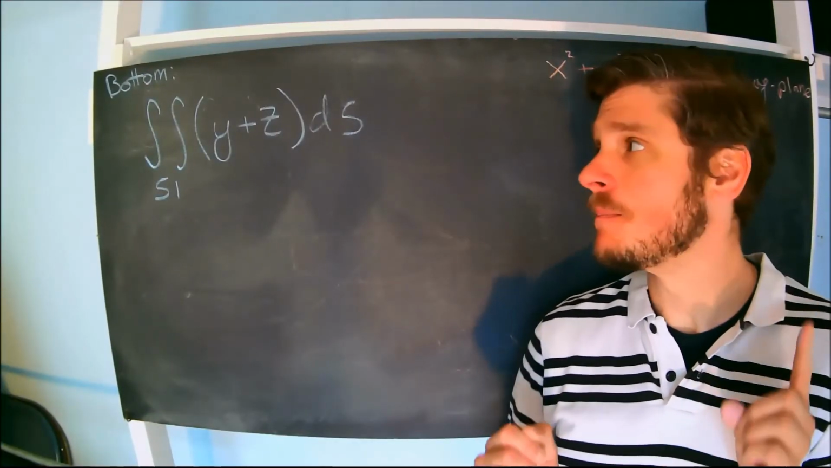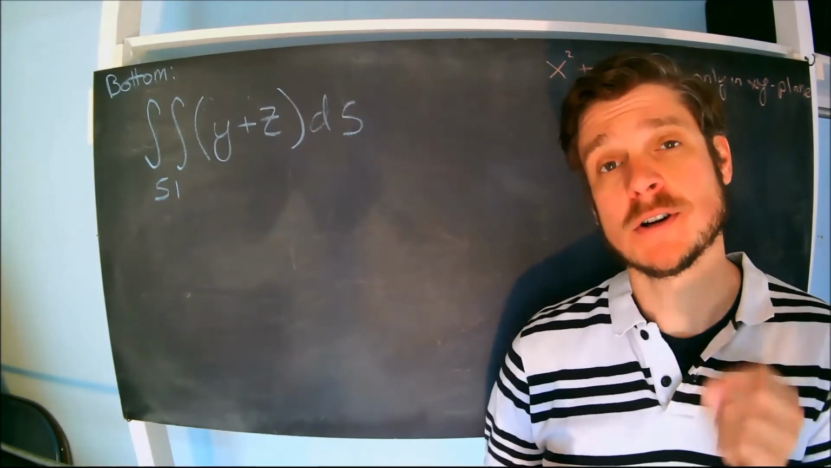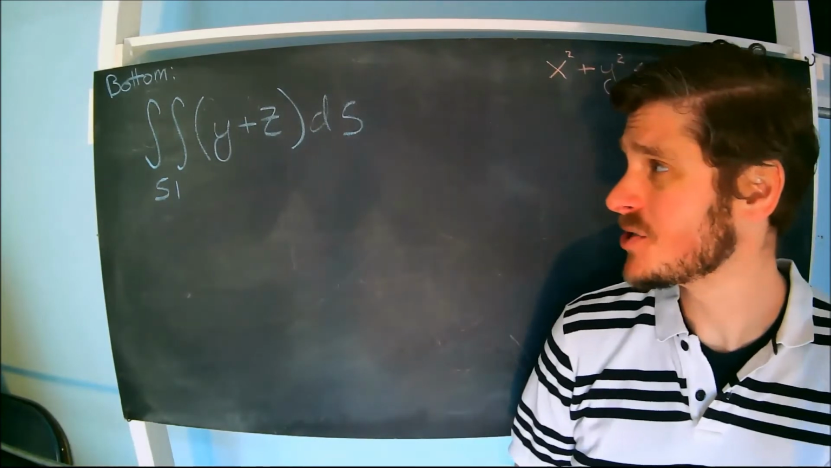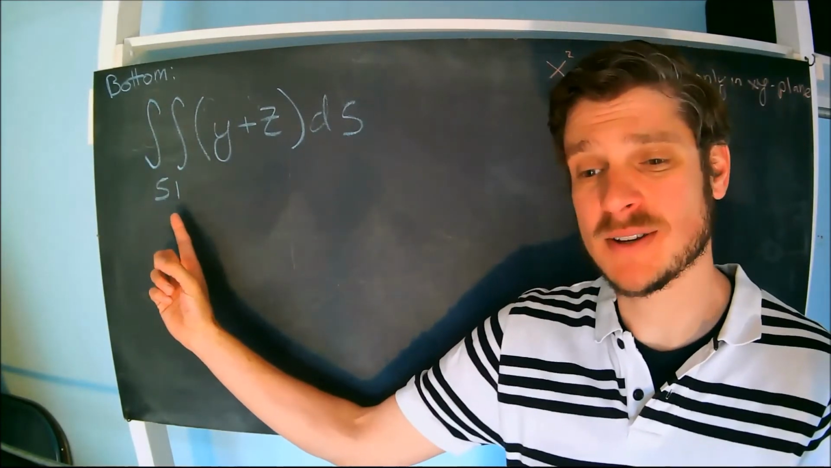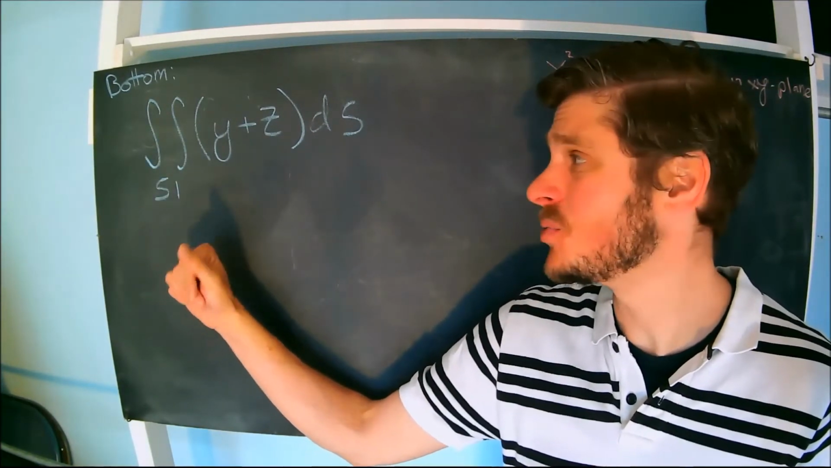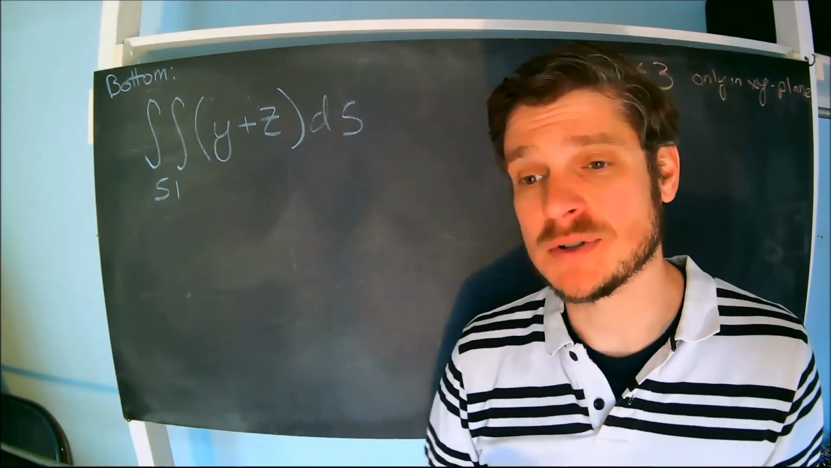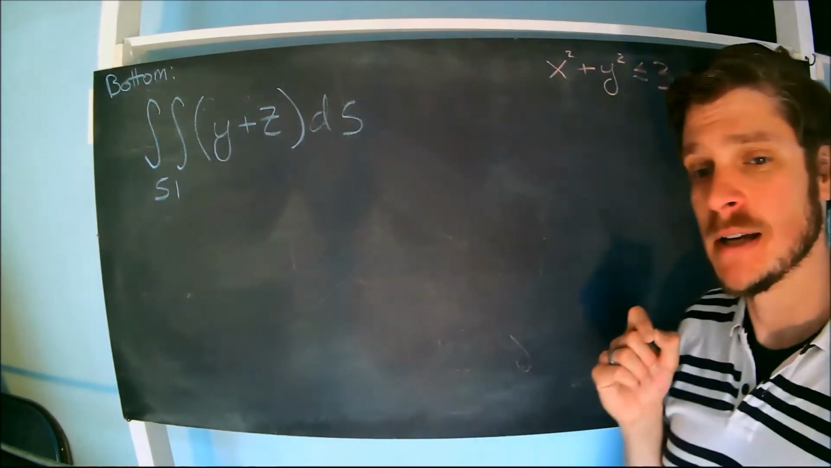All right, so let's start with the bottom of our surface first. Now again, this is what we're actually integrating. This is our surface integral. So for the bottom, I'm going to call this just side 1. So we're integrating over surface 1, or side 1. My function is y plus z, and then of course dS, for my tiny little patches.